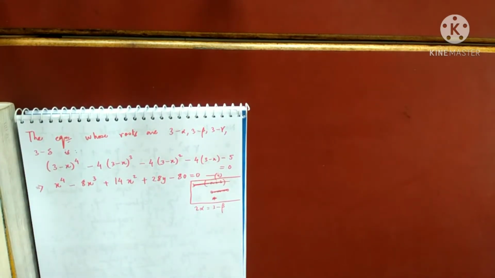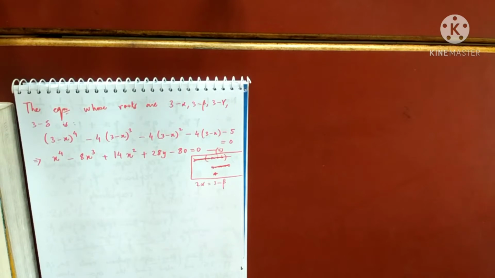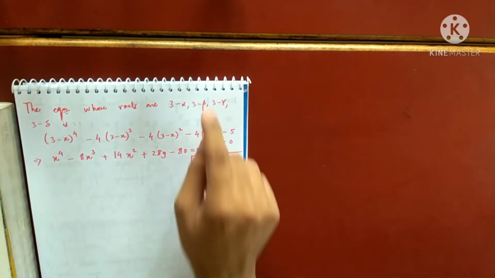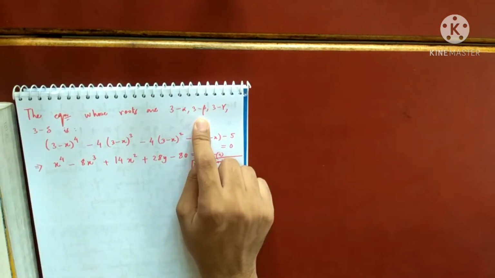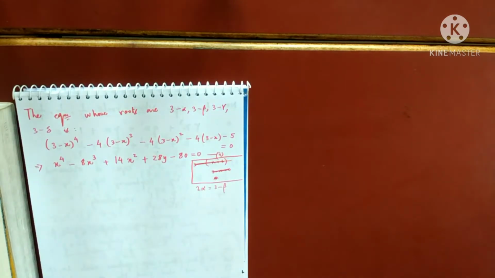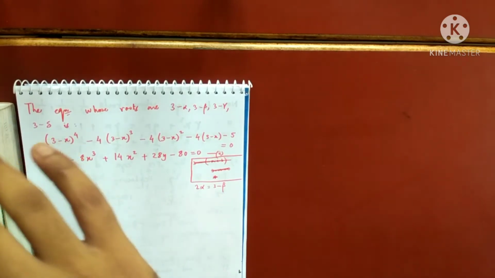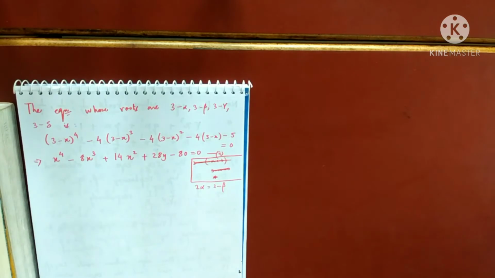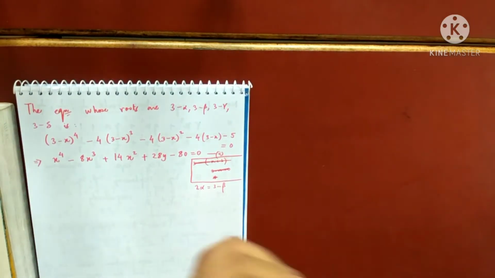Did you get my point? Because one root of that equation is 2 alpha and one root of this equation is 3 minus beta. And according to the question, 2 alpha is same as 3 minus beta. That means equation number 1 and equation number 2 have a common root. Did you understand my point? Why they have a common root? So this is the concept.